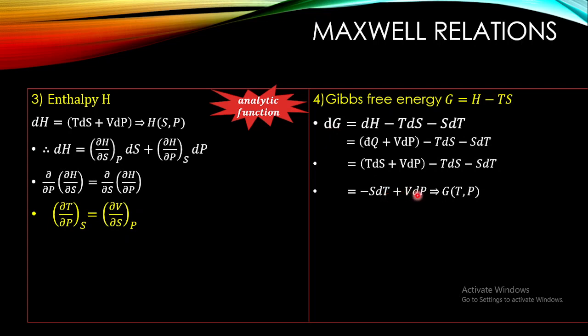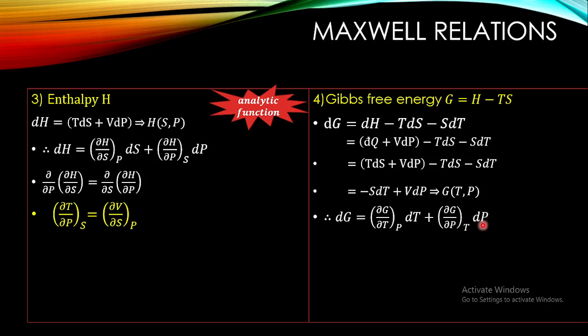That means we can assume G as a function of temperature and pressure. Now you can apply the total derivative for this. The total derivative dG will be then ∂G/∂T at constant pressure times the change in temperature dT, plus ∂G/∂P at constant temperature times the change dP.